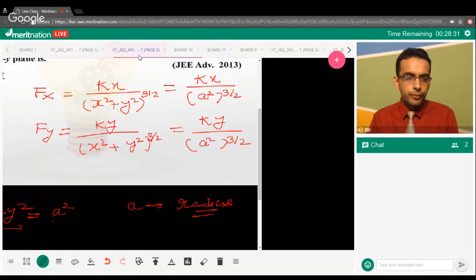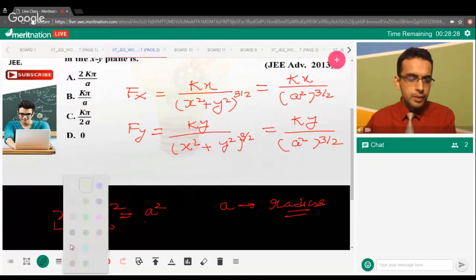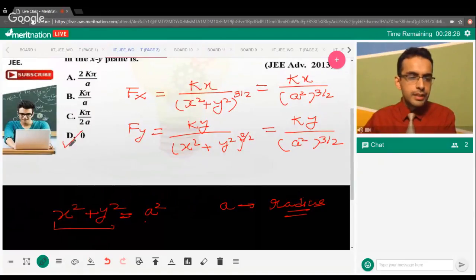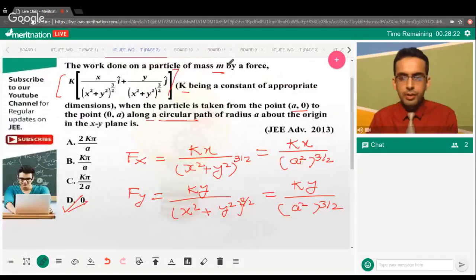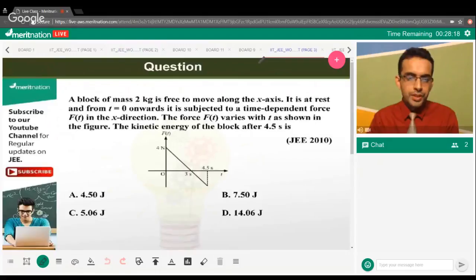So out of the 4 options, the correct option is D in this case, right? I hope you are able to understand this question. Now let's see the other question, students. Please focus here.